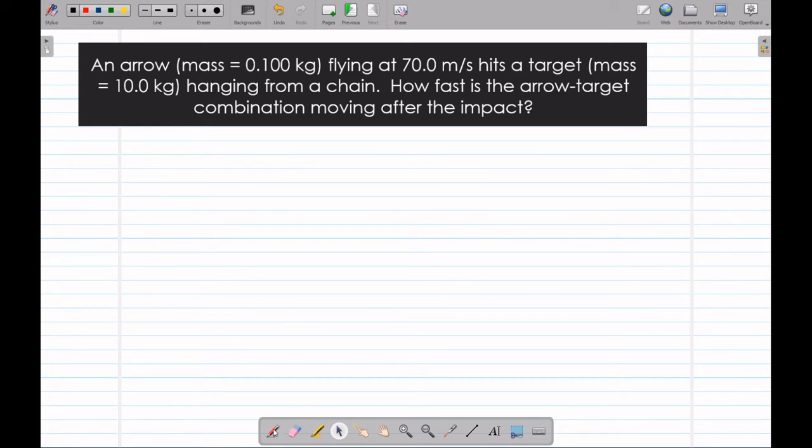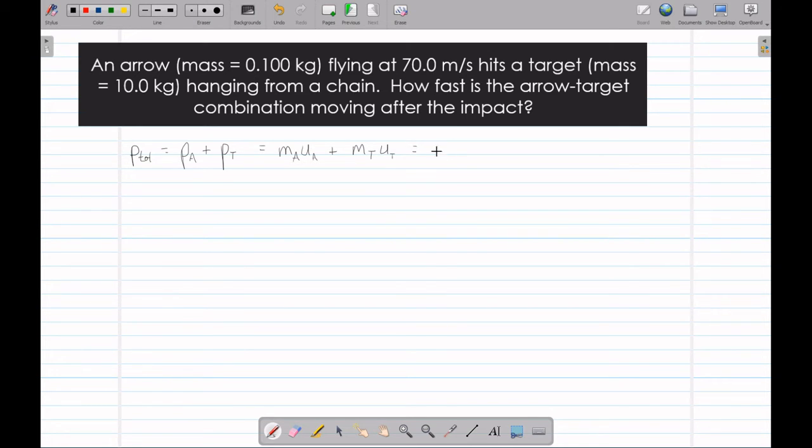All right, well, we will start off by calculating the total momentum of the system before the impact. So we will call that P-TOT, P-T-O-T for total. And that is equal to the sum of the arrow's momentum plus the target's momentum. Now the arrow's momentum is equal to the mass of the arrow multiplied by the arrow's initial velocity. So I will use U for initial velocity. The momentum of the target is equal to the mass of the target multiplied by the target's initial velocity.